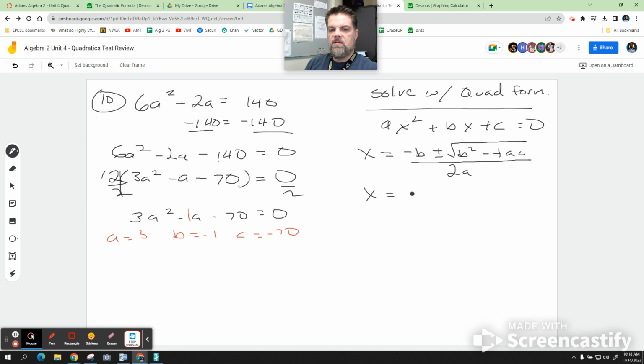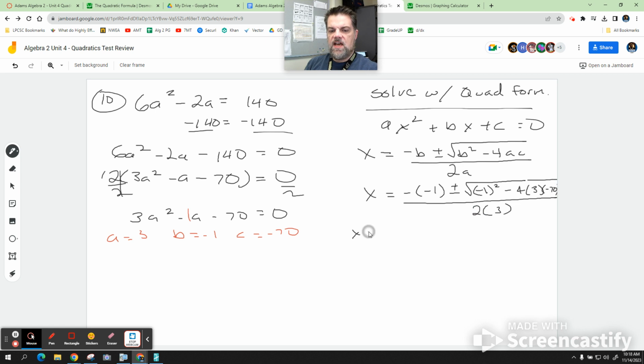Wherever there's a b, I'm going to plug in a negative 1 plus or minus negative 1 squared minus 4 times a, which is 3, times c, which is negative 70. Running out of space there. All over 2 times a, which is 3.